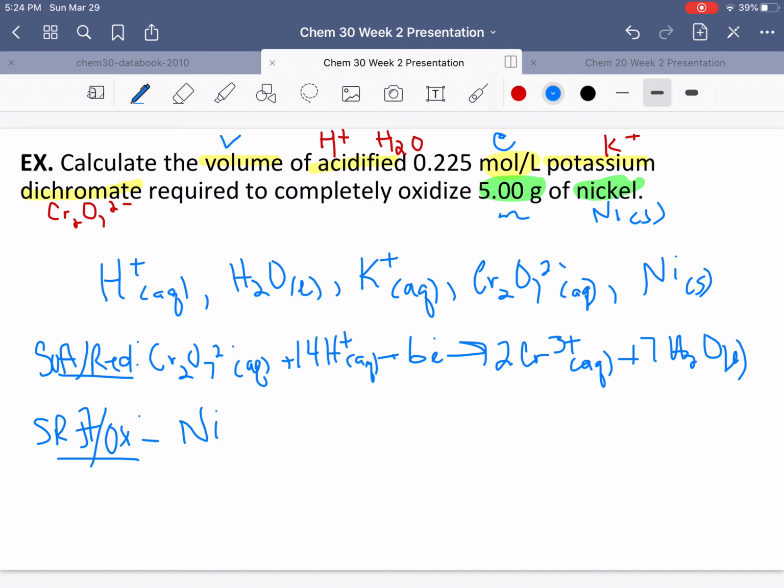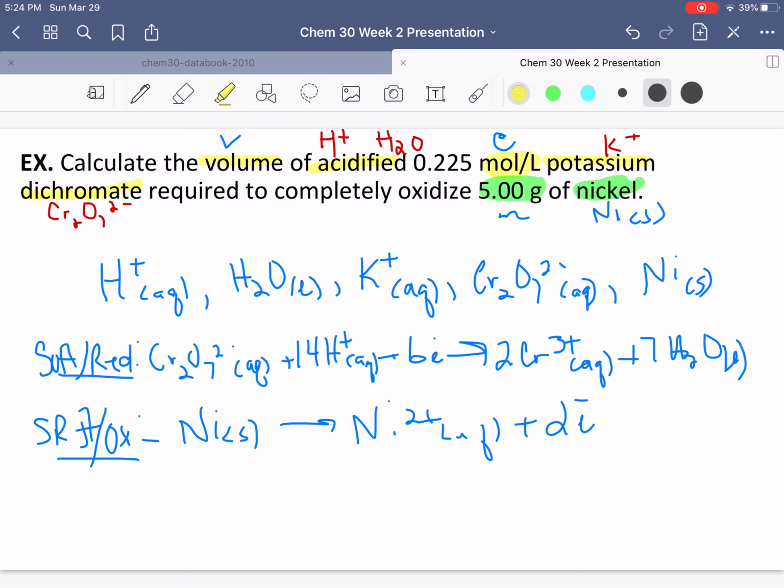Remember to write it as an oxidation, as losing electrons. So the nickel solid is going to produce our nickel 2 plus aqueous, again, right off the table, plus our 2 electrons. All right, taking a step back, look at those electrons. We have 6 electrons being gained, 2 electrons being lost, and we figure that out by correctly identifying that our SOA was H plus and dichromate. And we figure that out by figuring out that our nickel is going to be our SRA.